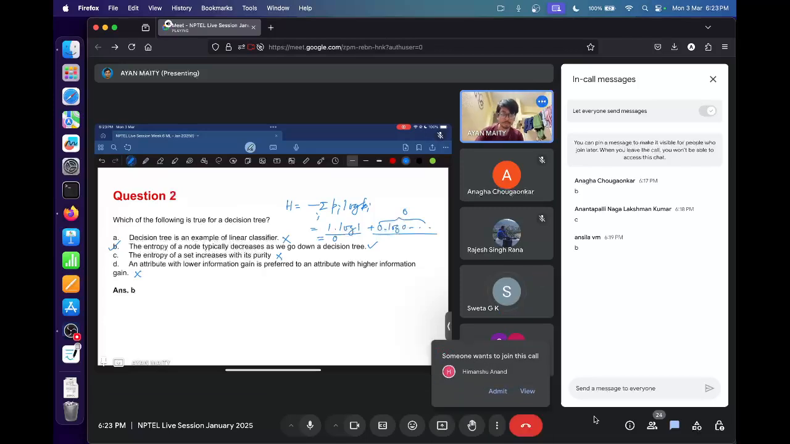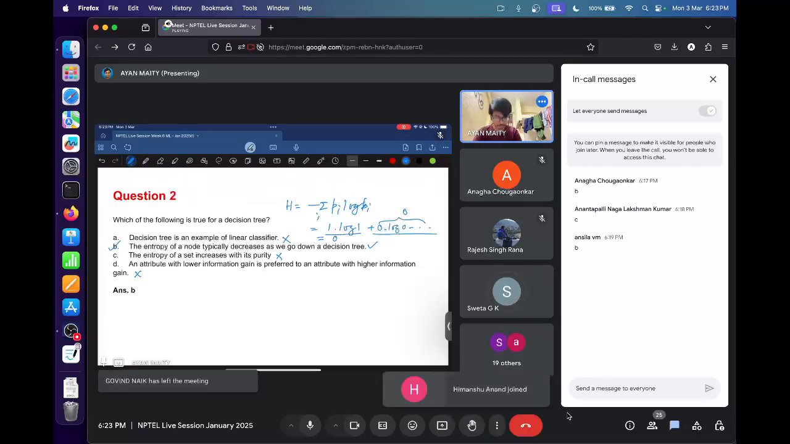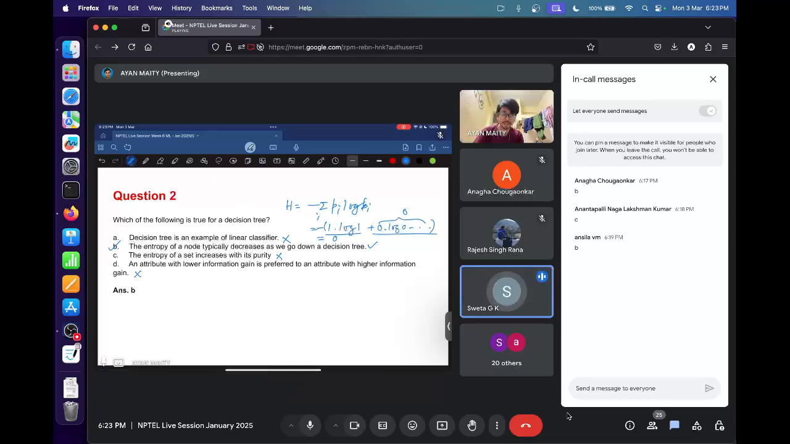Entropy is 0, but there should be a negative in front of it, so minus of 0 is also 0. So for a pure set the entropy is 0, but for any other, impure set, the pi values are not 0 or 1, but something in between 0 and 1. In that case, the entropy value would be greater than 0.